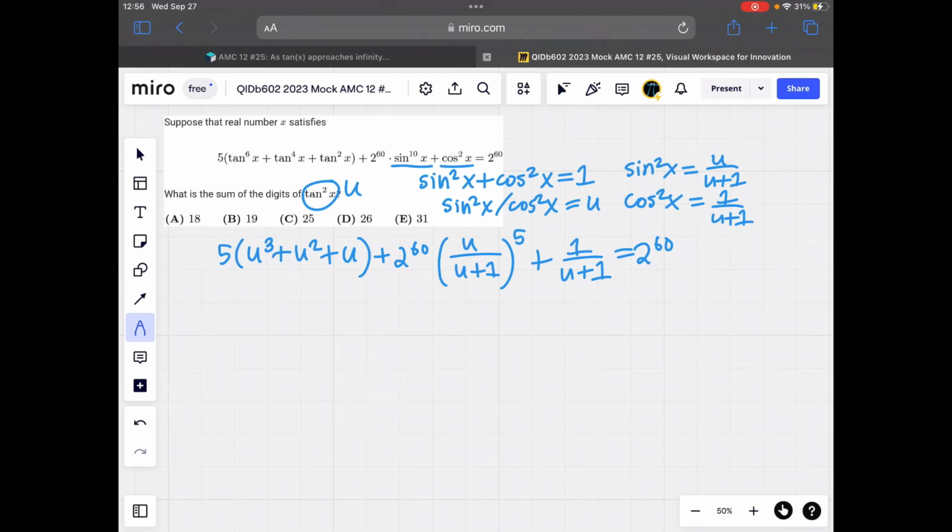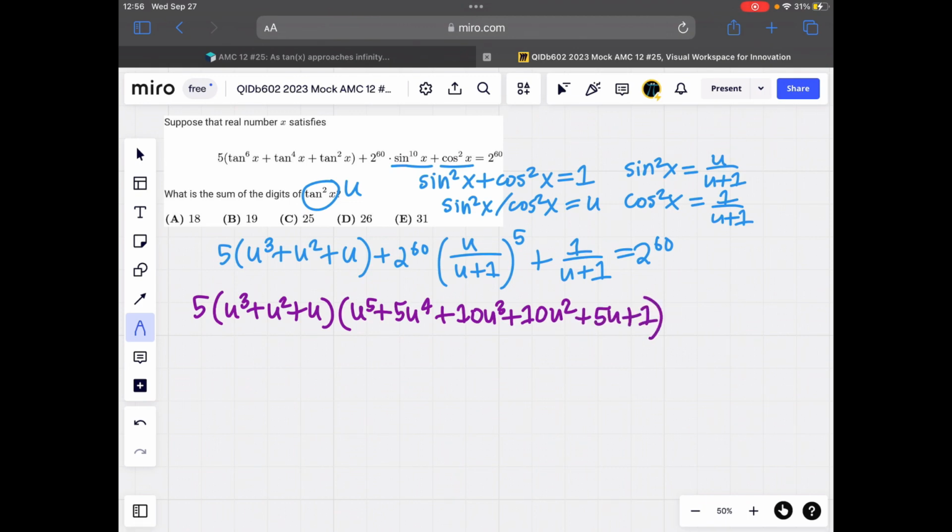It would be easier to solve this equation if we multiplied everything by u plus 1 to the 5th to help clear the denominators we don't want. So let's do that. We have 5 times u cubed plus u squared plus u times u plus 1 to the 5th, which is u to the 5th plus 5u to the 4th plus 10u cubed plus 10u squared plus 5u plus 1, plus 2 to the 60 times u to the 5th, since we cleared away the u plus 1 to the 5th denominator, and then plus u plus 1 to the 4th. This is equal to 2 to the 60 times u plus 1 to the 5th.